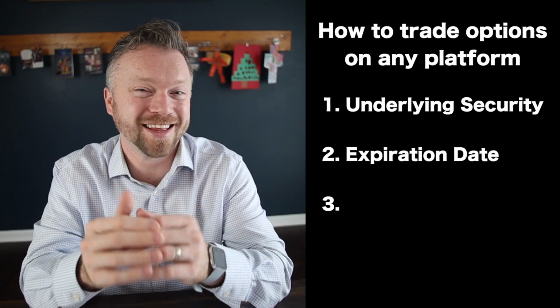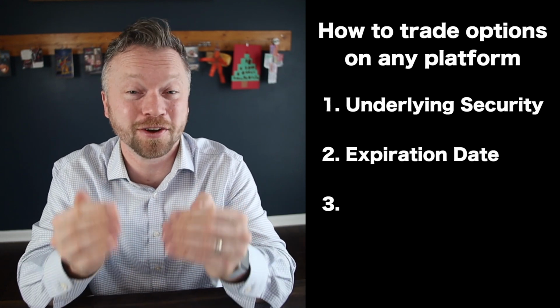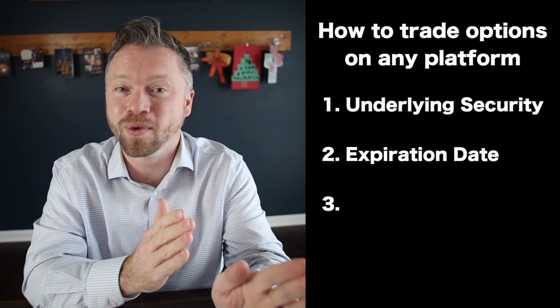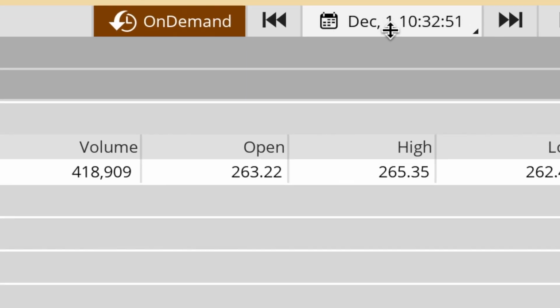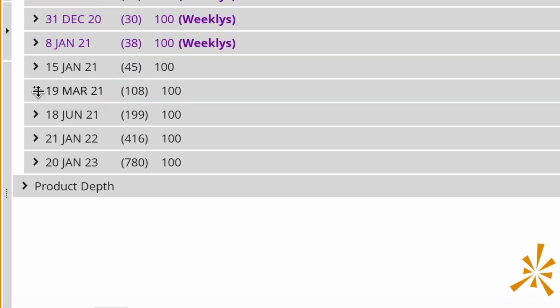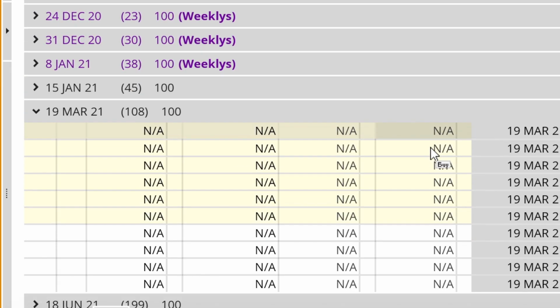Each expiration date might actually have different strike price options. So that's why they make you choose the expiration date first. Let's look at March, which is 108 days away from December 1st. So I click on that.